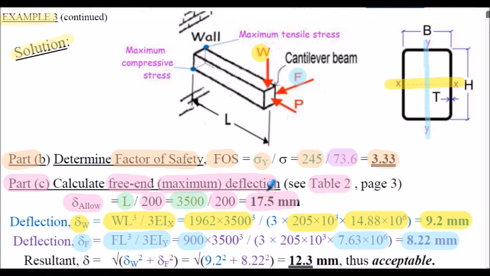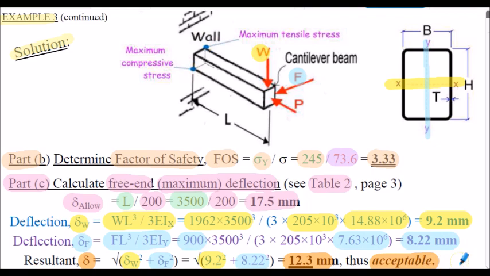To find the resultant deflection delta, we simply use Pythagoras' theorem, and it's delta W squared added to delta F squared, all square rooted. Inserting the values, the resultant deflection is 12.3 millimeters. So if the allowable deflection is 17.5 millimeters, then the 12.3 millimeters is acceptable.